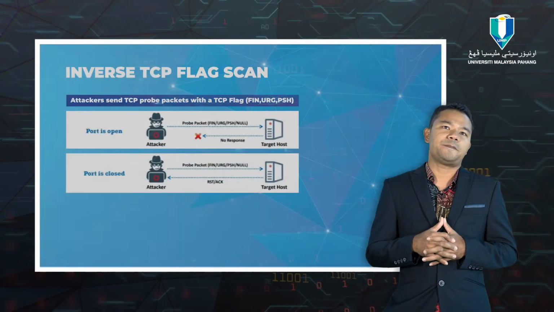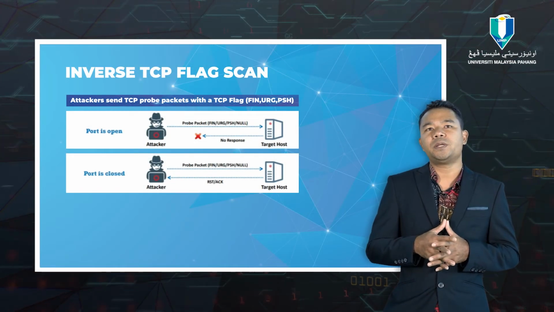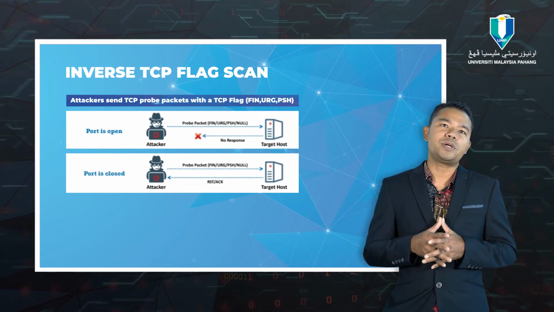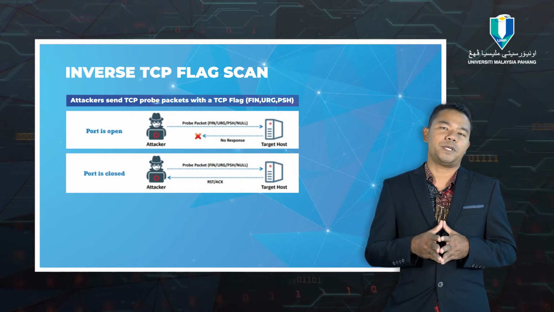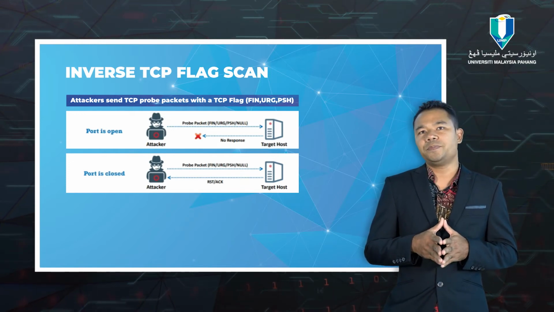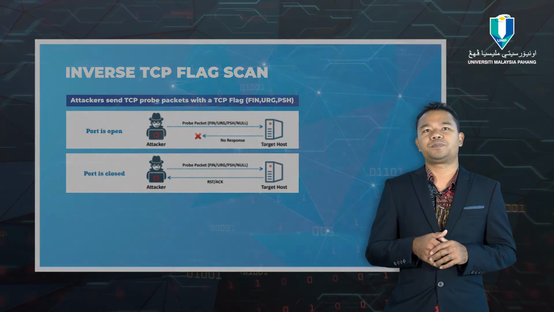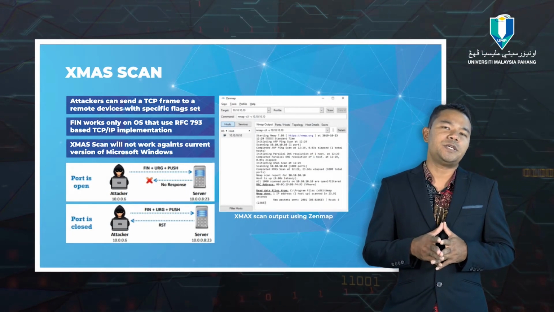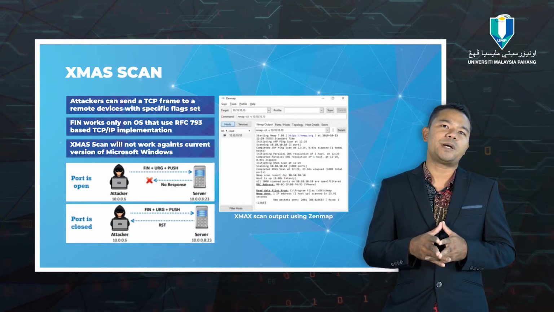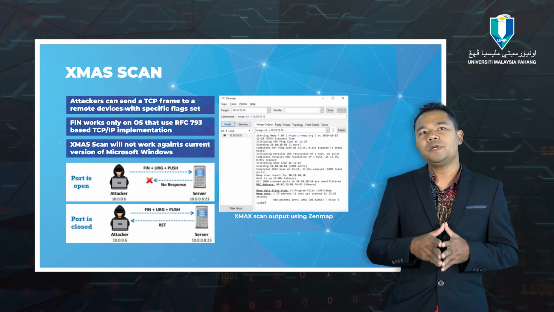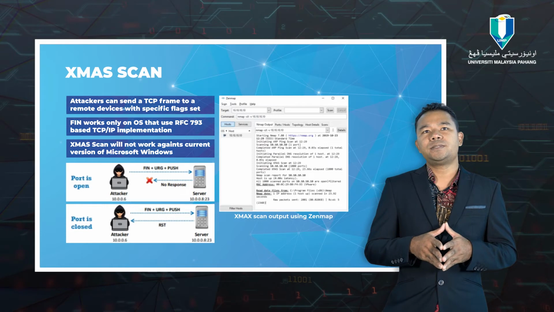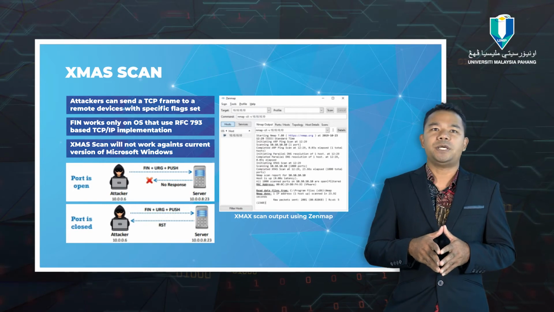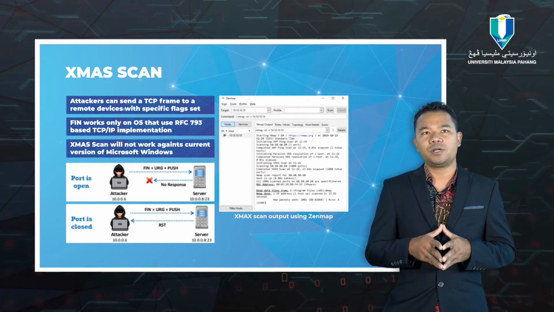Inverse TCP flag scan. The attacker sends a TCP probe packet with the TCP flags FIN, URG, PSH set, or with no flags, where no response implies that the port is open, whereas an RST response means the port is closed. Xmas scan. Using the Xmas scan, the attacker sends a TCP frame to a remote device with the FIN, URG, and PSH flags set. FIN scanning works only with OSes that use the RFC 793 based TCP implementation. The Xmas scan will not work against any current version of Microsoft Windows.